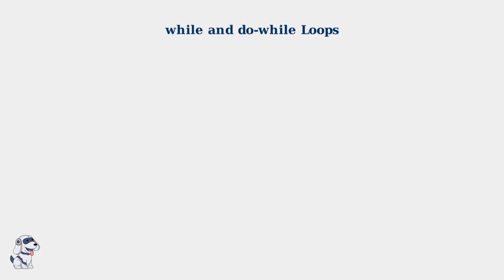In Dart programming, while and do-while loops provide powerful ways to repeat code blocks based on conditions. These loops are essential for creating dynamic programs that can handle repetitive tasks efficiently.